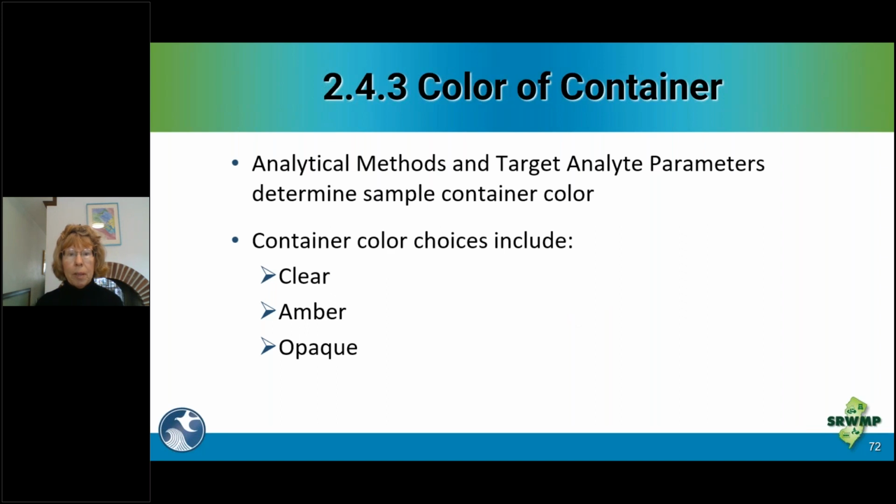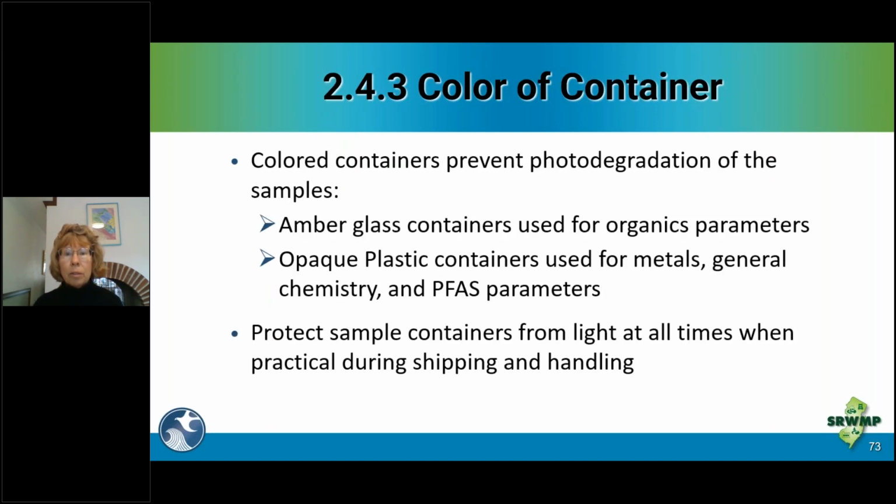The color of the container. Analytical methods and target analytes basically inform the selection of container color choices. Choices include clear, amber, and opaque. Next slide. Colored containers do prevent photodegradation of the samples. Again, the main mission here is to maintain the integrity of that sample. Amber glass containers are used for organic parameters. Opaque plastic containers are used for collection of samples for metals, general chemistry, and PFAS parameters. It's important not only with the container being colored, but the samples themselves be protected from light at all times when practical during handling on site and shipping. Next slide.